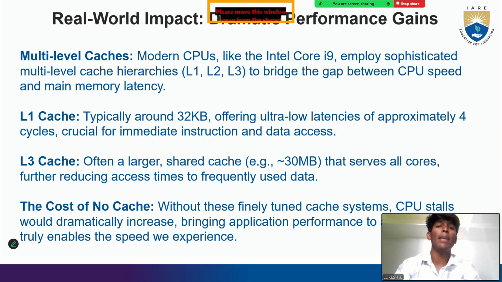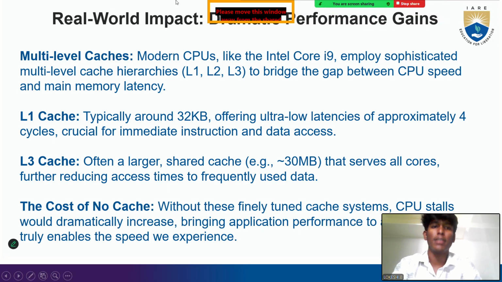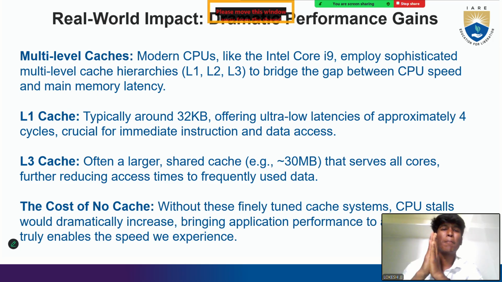And now the real-world impact of caches. Multi-level caches: modern CPUs like the Intel Core i9 employ sophisticated multi-level cache hierarchies, L1, L2, and L3, to bridge the gap between CPU speed and main memory latency. It's very high speed processing.